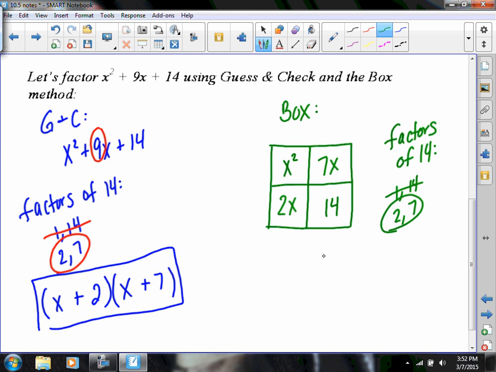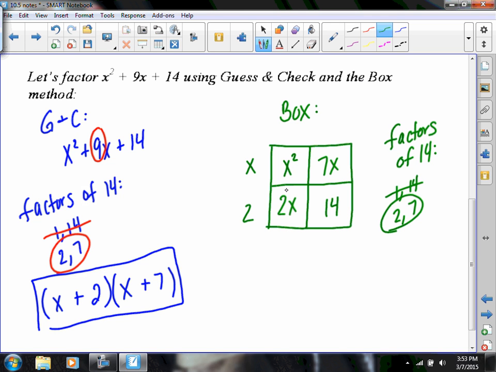Now what you have to do is you have to look at this box vertically and horizontally. So when I look at it horizontally, I need to look at each row and say, okay, what's the GCF for these terms in this row? So if I look at this first row, I have x squared and 7x, and their greatest common factor is an x. So I'm going to write that out front here. And in my bottom row, the 2x and the 14, their greatest common factor is a 2. So I write that out front.